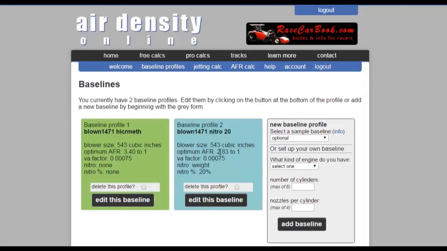that we've been running. What's significant here is that we found that we need about a 2.8 to 1 air-to-fuel ratio for the 20% nitro. And this is our high compression methanol engine, which needs about a 3.4 to 1 air-to-fuel ratio. So it's considerably less amount of fuel, and in this case there's considerably more fuel.